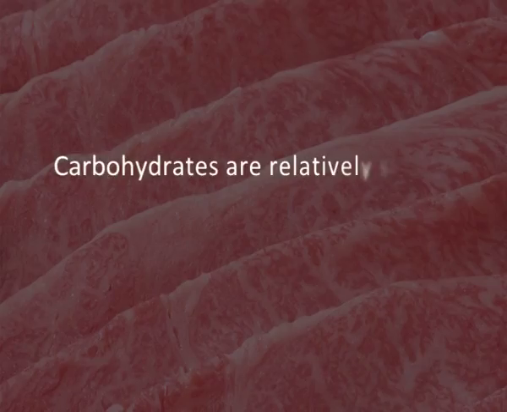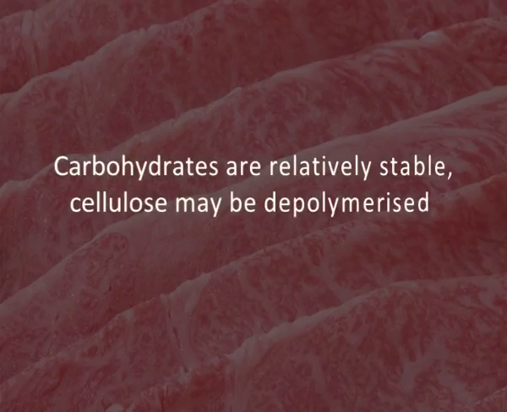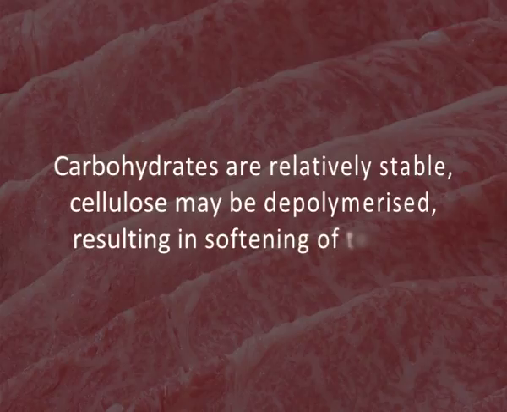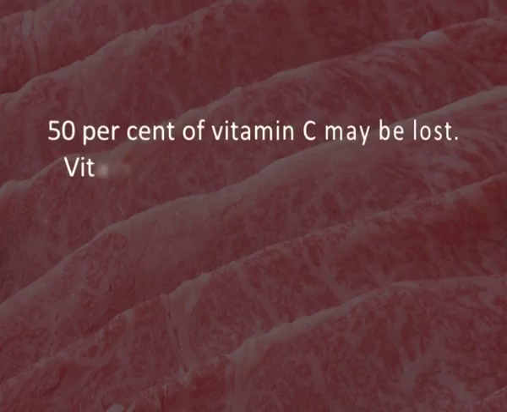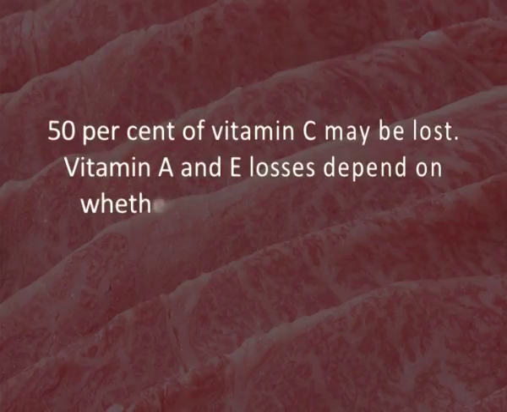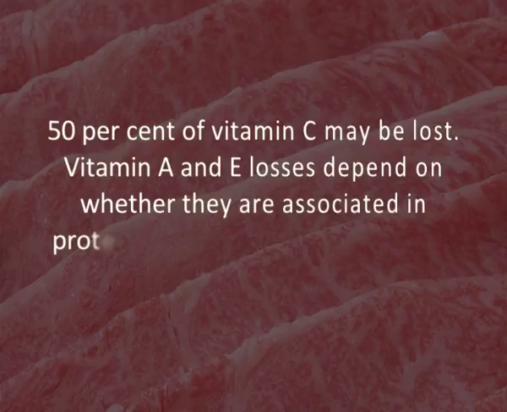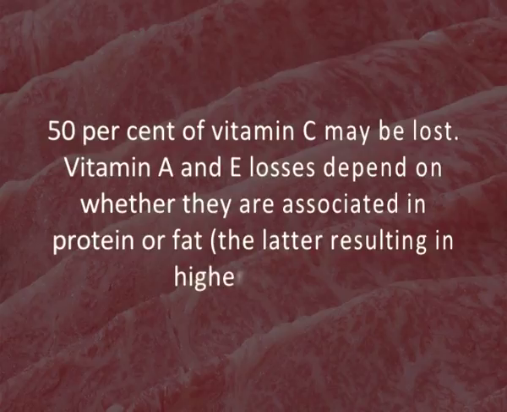While carbohydrates are relatively stable, cellulose may be depolymerized, resulting in softening of texture. Fats are particularly vulnerable to oxidation, as are fat-based pigments susceptible to bleaching. Up to 50% of the vitamin C may be lost, while vitamin A and E losses depend on whether they are associated in protein or fat, the latter resulting in higher loss.